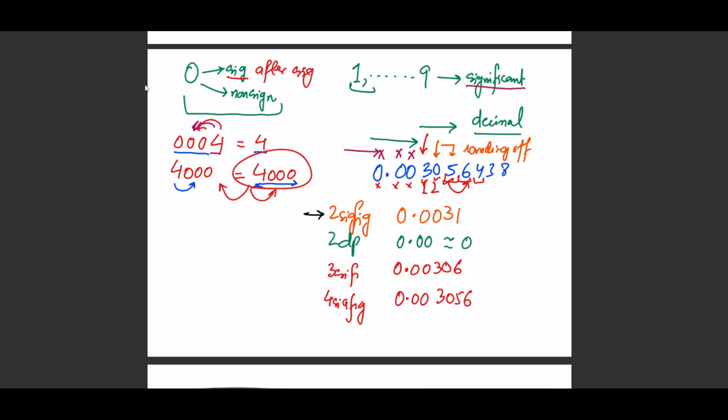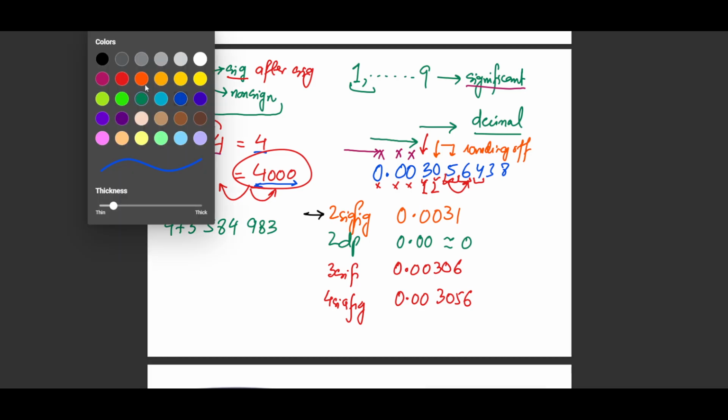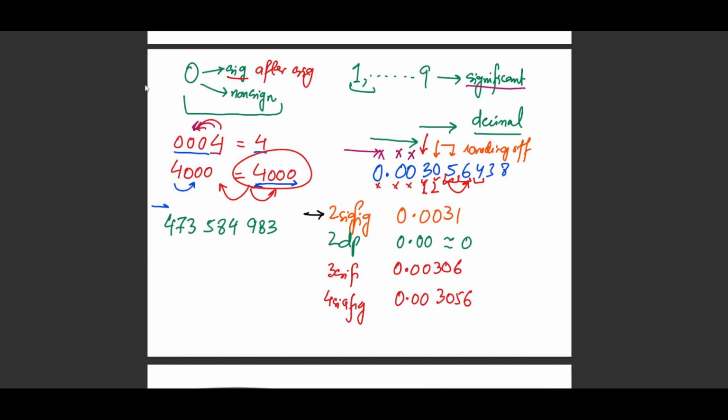Let's say you have the number 473,584,983. Now, if I tell you to write this number down to two significant figures, then you're going to start counting from this point. This is your first, this is your second. The next number does not cause a rounding off. So two significant figures would be 4, 7, and the rest of the places will be filled with 0.